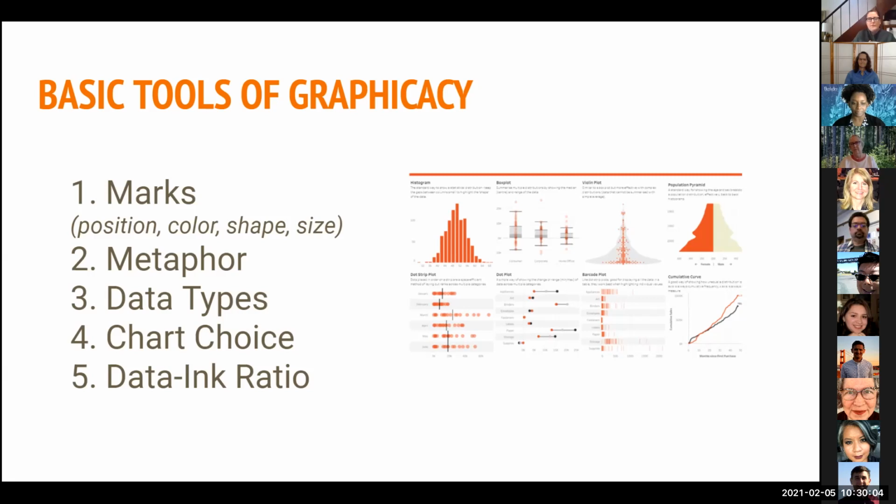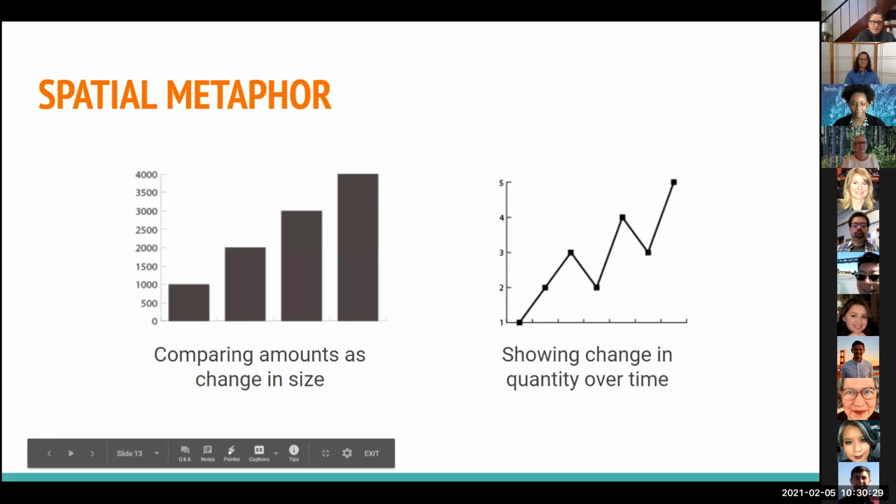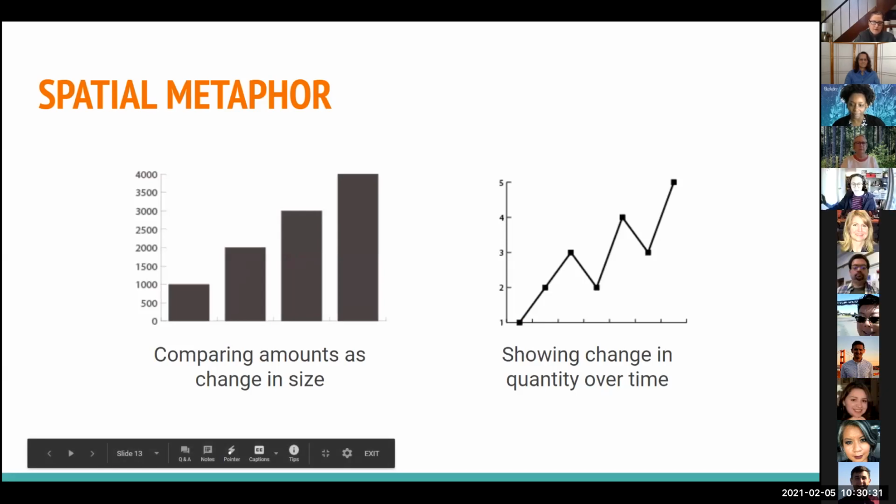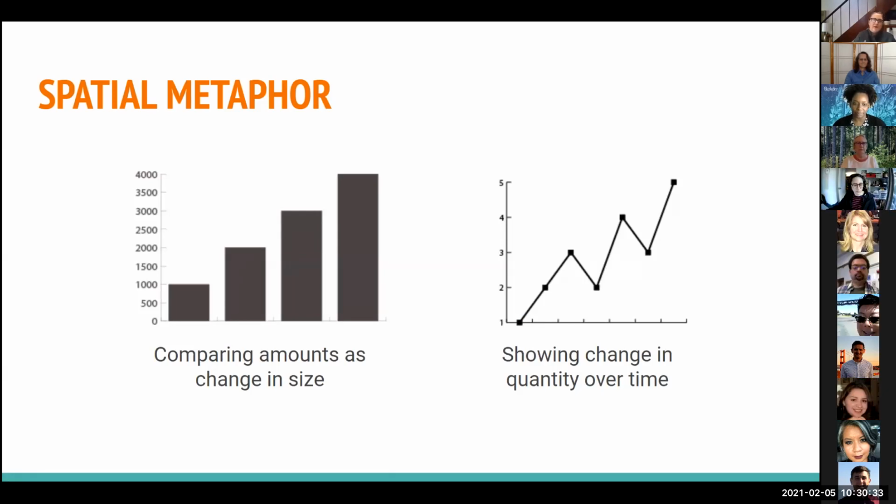And then lastly, data ink ratio, which is the idea, again by Tufte, the guy with the NASA charts, that for effective communication, you don't want to indulge in all of the bells and whistles that might be available to you in a given piece of software, but really make sure you're stripping it down to just the most vital pieces of information. So I'll quickly cover these guys here, starting off with spatial metaphor.